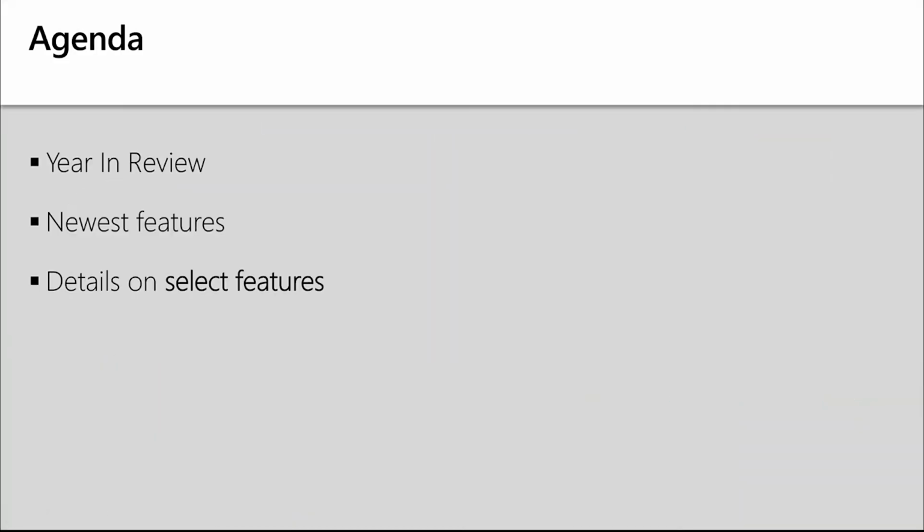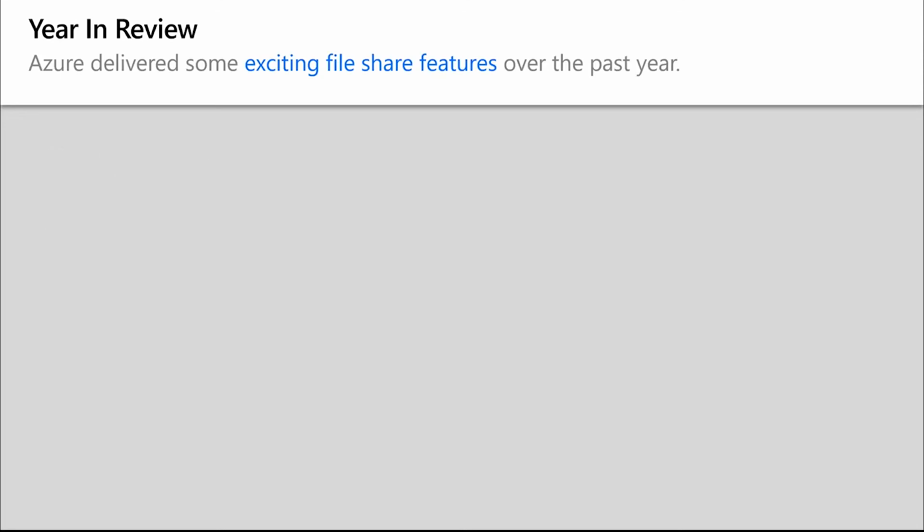I am going to provide a year in review for Azure Files. So we're going to list off all the features that we've developed over the past year, and then I'm going to spend a little time talking about some new features that actually haven't quite shipped yet, but they will probably be out there by the time you watch this video. And then I'm going to give you some details on select features. So if you see something in bold, know that I'm going to have another slide on it coming up.